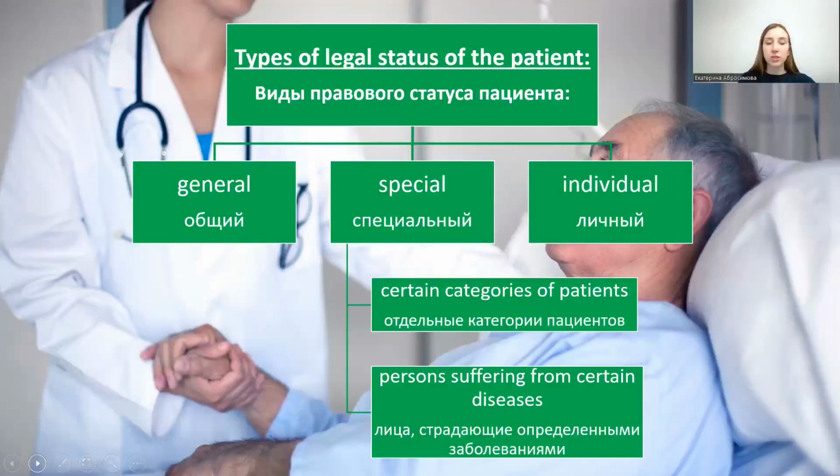It is characteristic of certain categories of patients, for example, military personnel, clients of private medical institutions, holders of voluntary medical insurance policies, etc., and persons suffering from certain diseases, for example, tuberculosis, mental illness, AIDS, etc. As a rule, in these cases, it means the availability of certain benefits, the specifics of treatment, the secrecy of information about the disease, the results of treatment, etc.